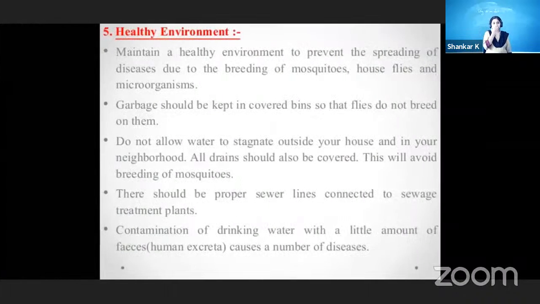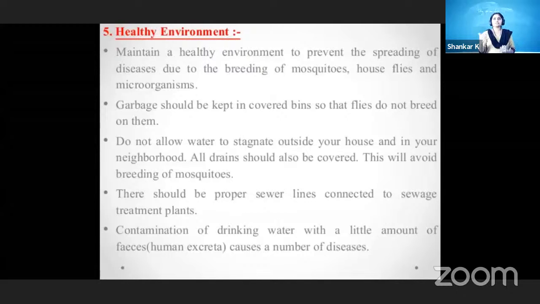Healthy environment. So what is this healthy environment thing? We have to maintain a healthy environment in our surroundings also. Not only in your house, outside your house also you have to keep your surroundings clean. So what is that? Maintain a healthy environment to prevent the spreading of diseases due to the breeding of mosquitoes.